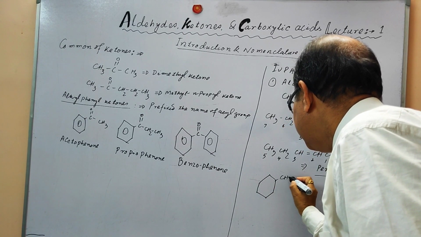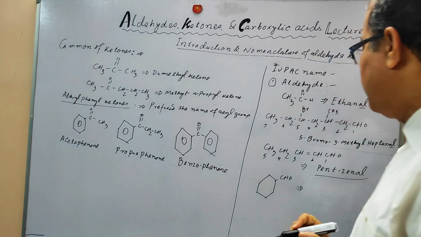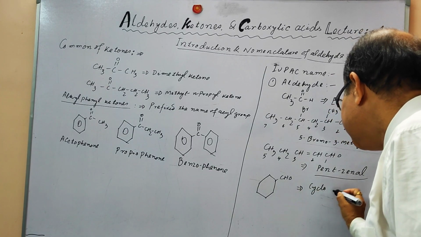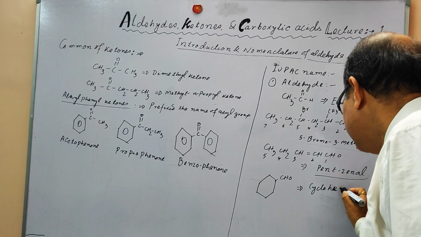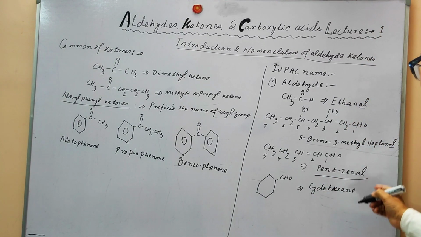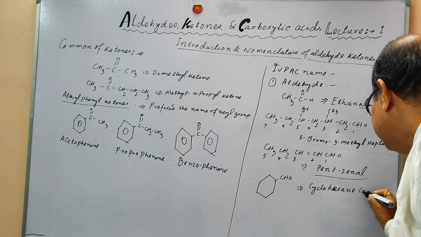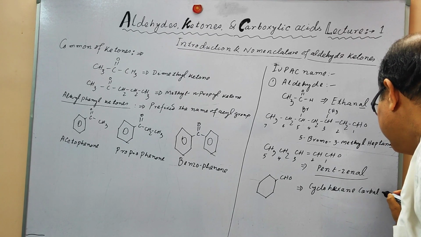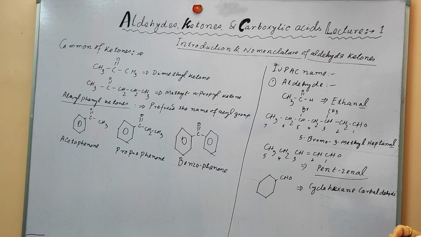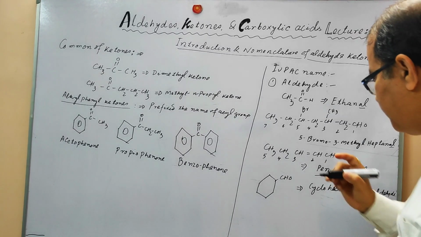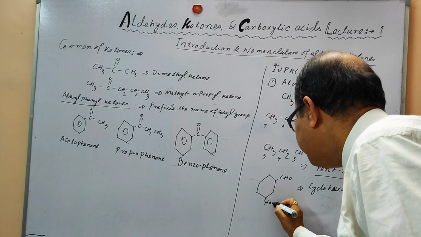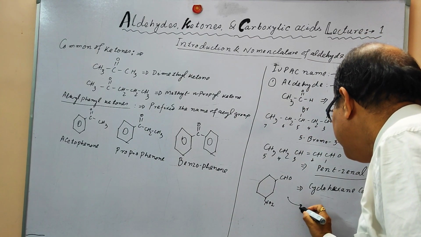Suppose this is A. So what will be the name? We have to write the full name of this alkane, that is here cyclohexane. Cyclohexane, and you have to write the full name. The E letter you have to retain here. Cyclohexane carbaldehyde. So we have to give carbaldehyde. Okay, cyclohexane carbaldehyde.